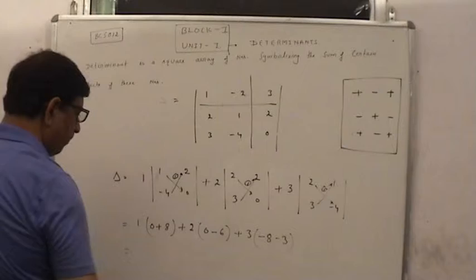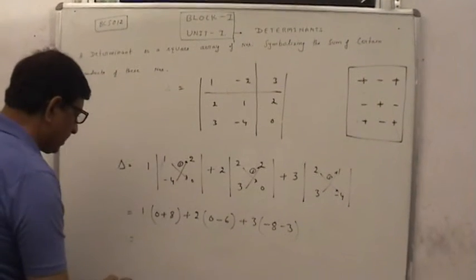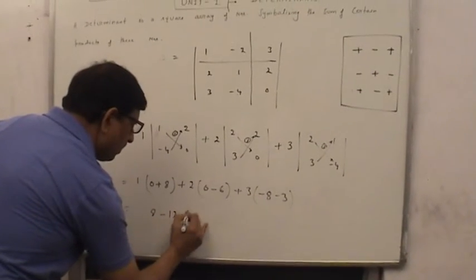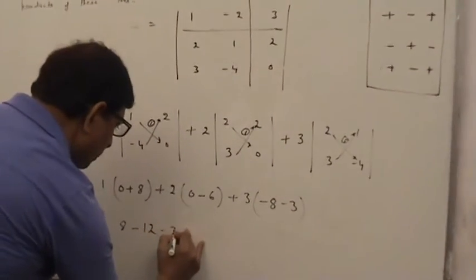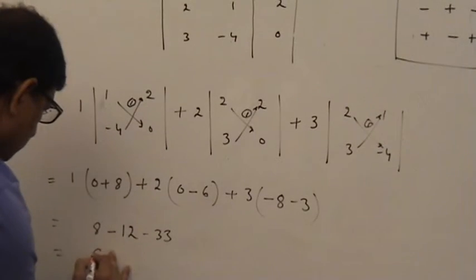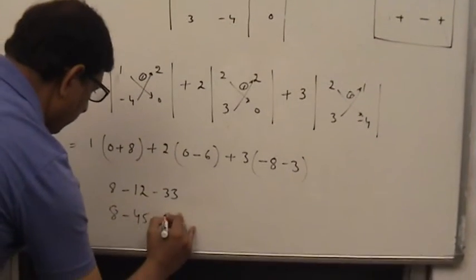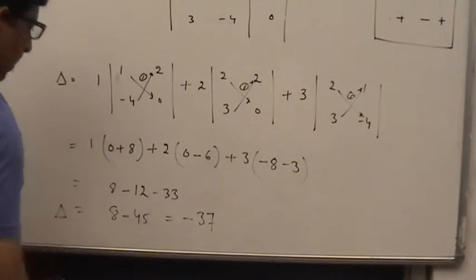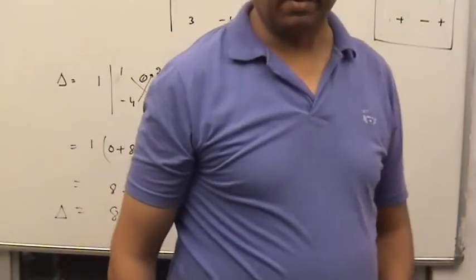Now open the brackets and expand them. It is 8, -12, -11 into 3, -33. That is 8 minus 45, that is equal to -37. It is the value of the determinant.